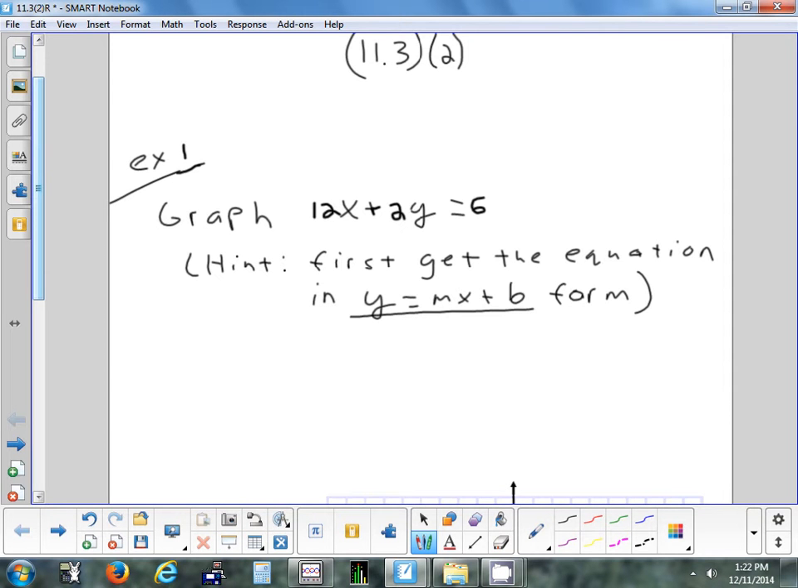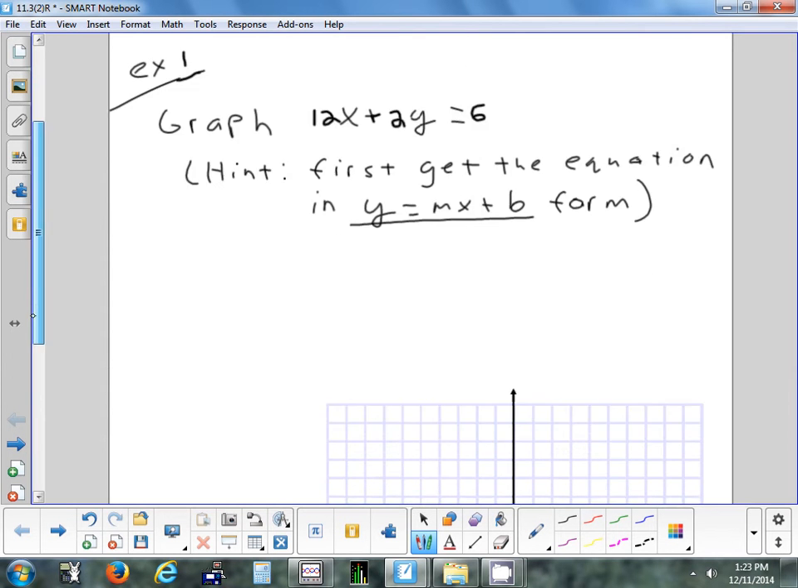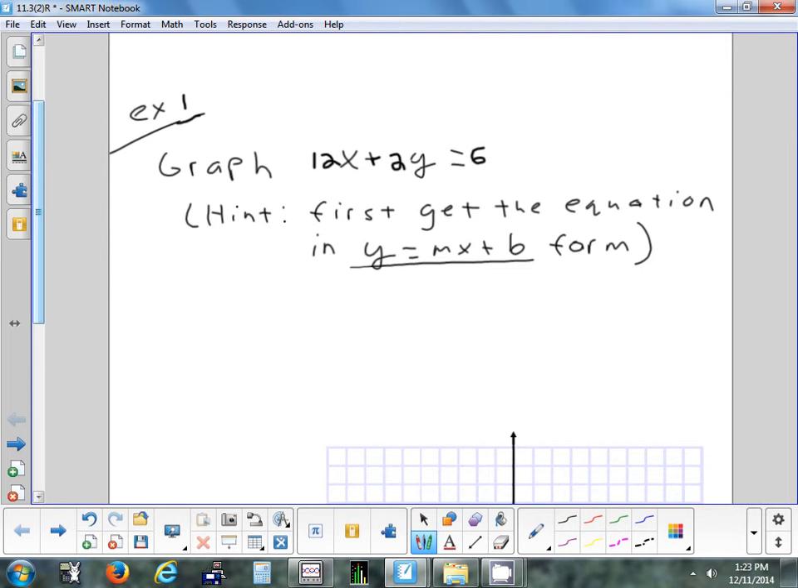It says 12x plus 2y equals 6. This is slope-intercept form, right? Yep, we got to get it in slope-intercept form. Is that equation in slope-intercept form? Nope. Slope-intercept form is when what is alone? Y. Okay, so let's do that first. And that's the hint. Get it in y equals mx plus b.